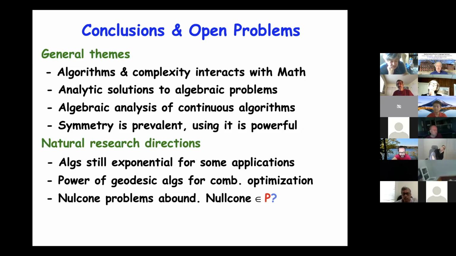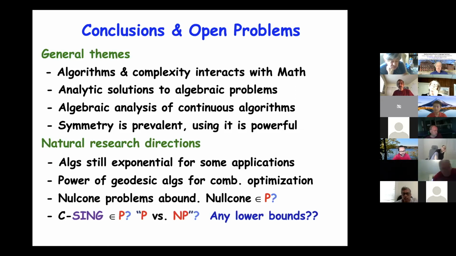All the problems I mentioned are null-cone problems. Perhaps there is a polynomial time algorithm for all of them. And back finally to the P versus NP connection I mentioned at the beginning, the algorithms are for null-cone problems. Non-commutative singularity was a problem like this. Is commutative singularity a null-cone problem?